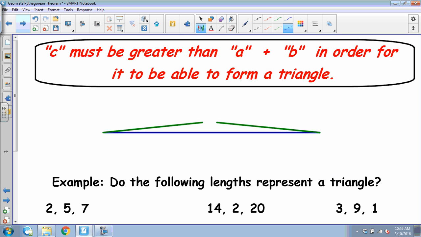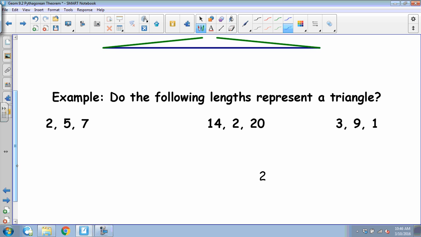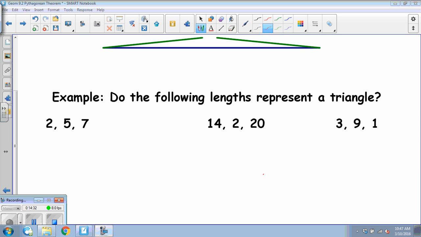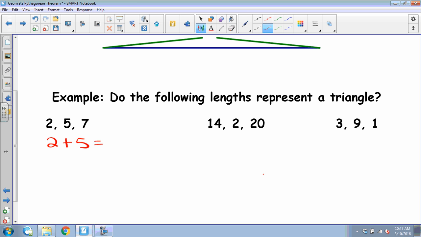Okay, we already talked about this. C must be greater than A plus B in order for it to be able to form a triangle, and we explained the reasons why. Some of the problems might say, do the following lengths represent a triangle? Okay, 2, 5, and 7. The longest side is 7, right? So 2 plus 5 has to be greater than 7. It doesn't. It equals 7. So can this be a triangle? No, because the sides would collapse. They're not long enough to stand up, right? Everybody understand that? Okay.